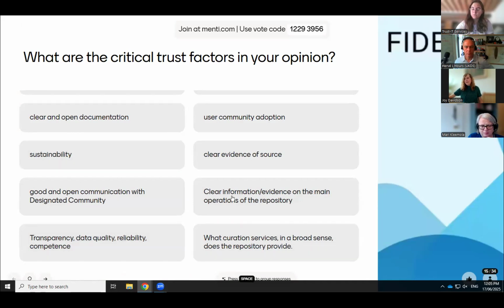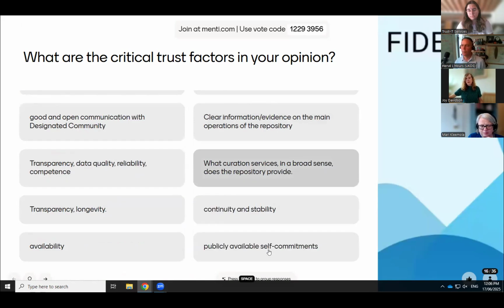Evidence, and again, as we define the matrix and come up with these more granular levels of what could be considered sources of evidence, and hopefully the more people share about what they provide as evidence, we can come up with some guidance on that. That is definitely something we'll have to take on board. And data quality, very tricky as well. The curation services, what does the repository provide?